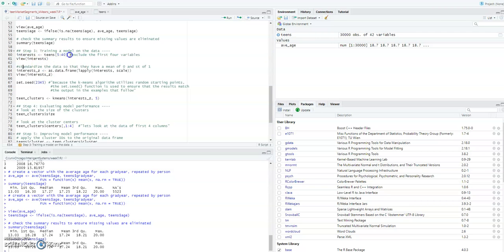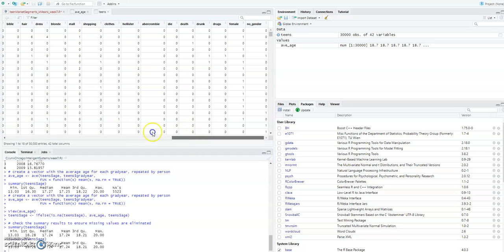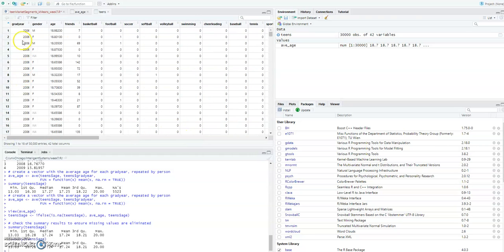So over here, what we have done is we have excluded the first four variables. The reason we have excluded the first four variables is because they include the information on graduation year, gender, age, friends. So we don't really want to include these variables in our clustering.